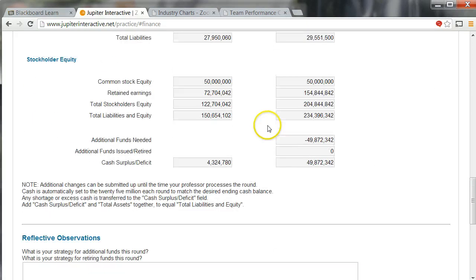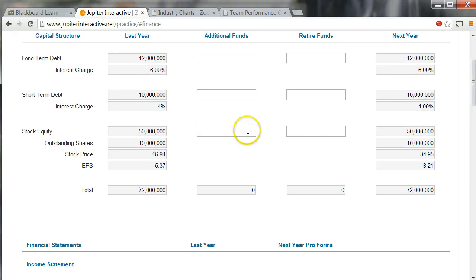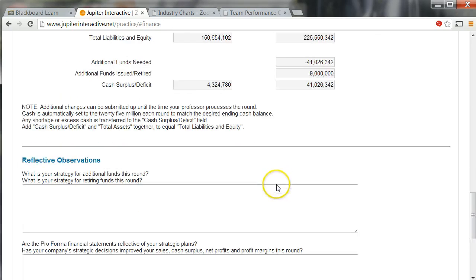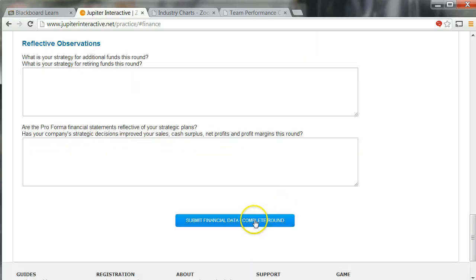Okay, so let's see where I'm at. I'm going to have a surplus of 49 million. So you know what? I'm going to pay down some debt because I have such a big surplus. I'll pay down some debt, and I'll even buy back some stock. Okay, so now I'm going to submit round 2, and let's see how I did. My overall surplus is 41 million, so I'm confident that I won't have a deficit.